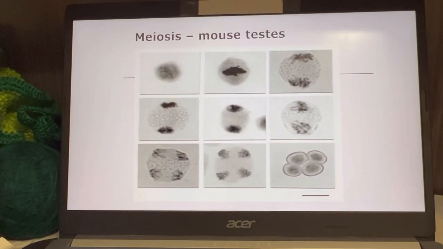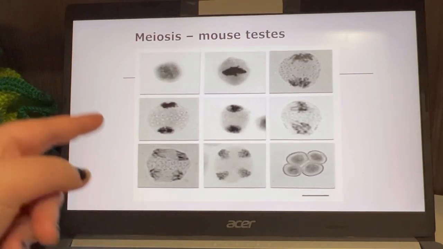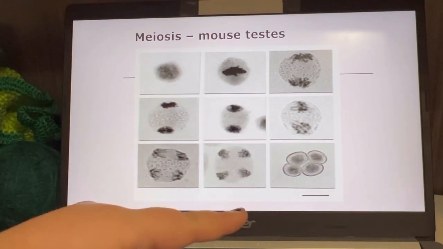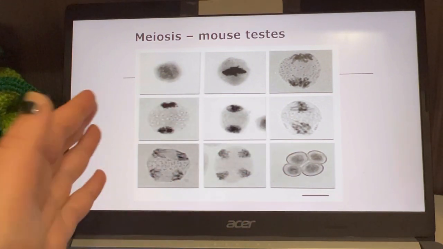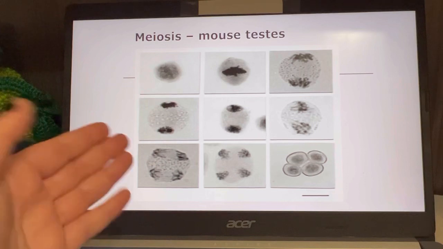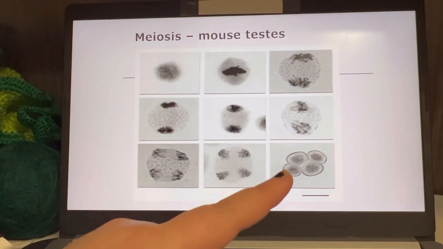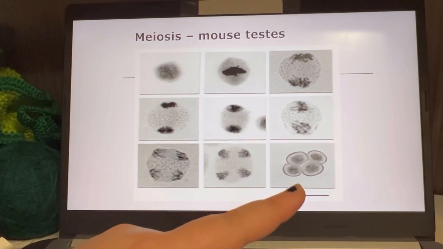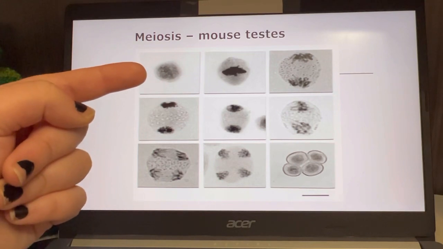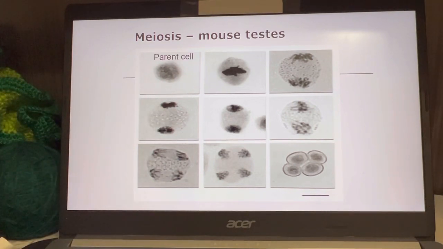Okay, so meiosis in mouse testes, these are the different phases in meiosis that we're taking photos of from a mouse. Okay, so here we end up with 4 haploid cells, but we started with 1 diploid cell. Okay, parent cell, we have the first division, second division, and end up with 4 gametes.